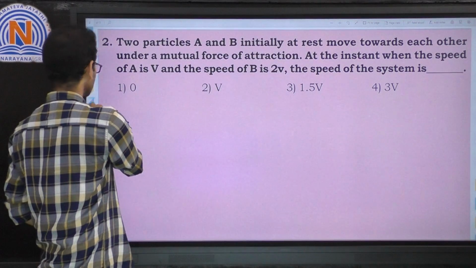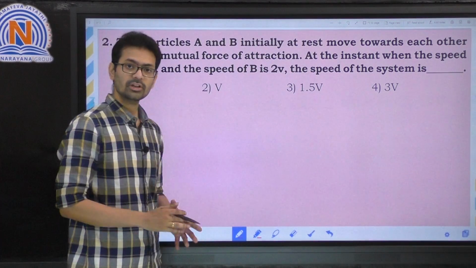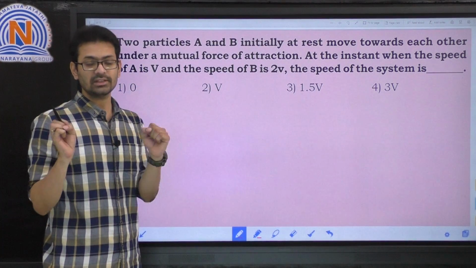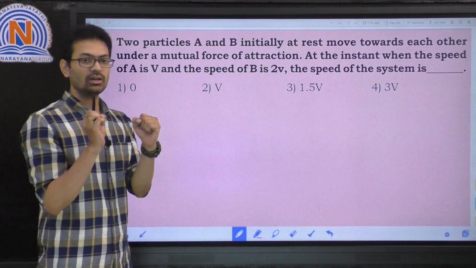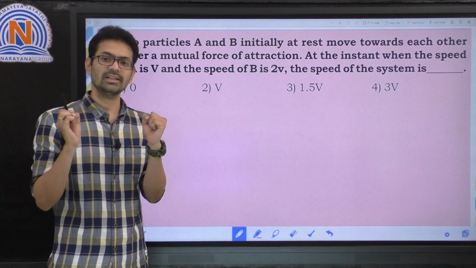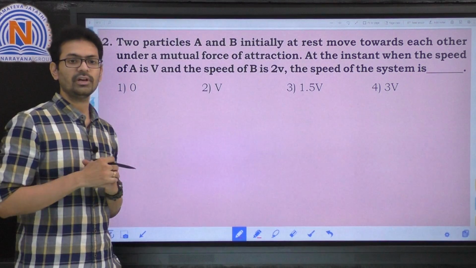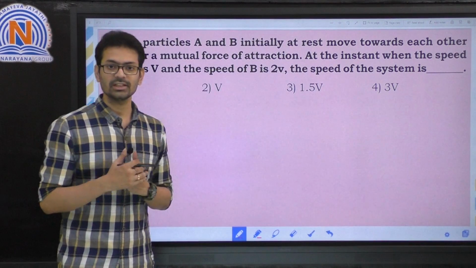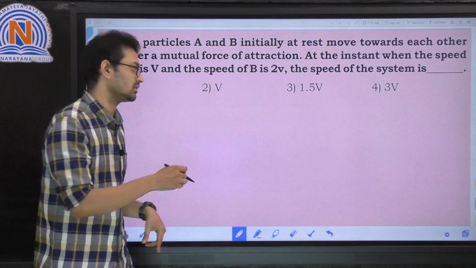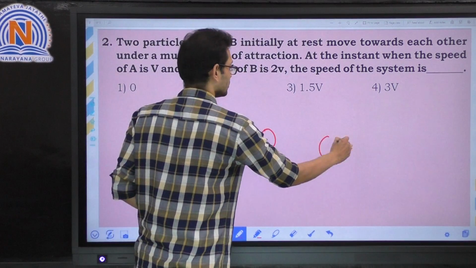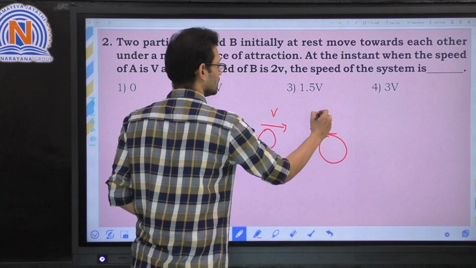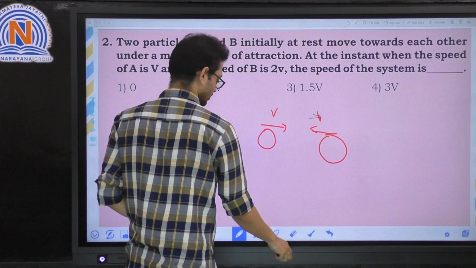Now here is your second question. Two particles, A and B, initially at rest, move towards each other under a mutual force of attraction. At the instant when the speed of A is v and the speed of B is 2v, the speed of the system is... actually they both are in a system. This is moving with some velocity v and this is moving with some velocity 2v.